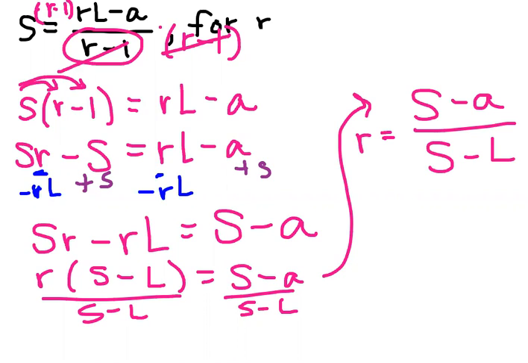Those are subtracted quantities in the numerator and the denominator. So there's nothing else we can do there. And our answer is S minus A divided by the quantity of S minus L for this problem.